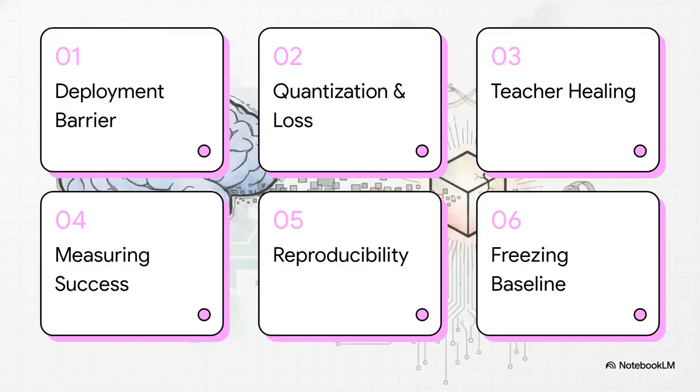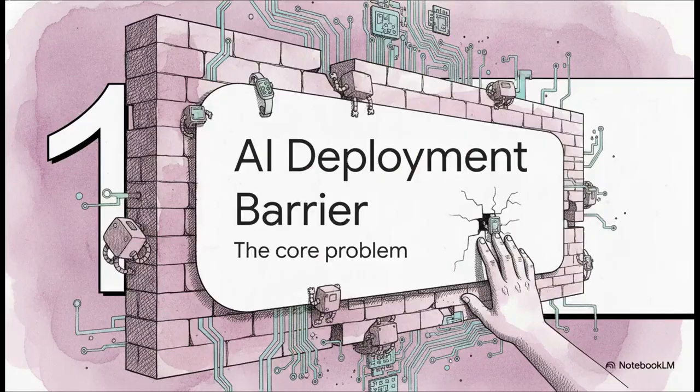Here is the roadmap for today. 1. The AI deployment barrier. 2. Quantization and capability loss. 3. The teacher healing solution. 4. Measuring success with CP-EDF. 5. The engine of reproducibility. And finally, 6. Freezing the baseline. Let's get into it. Section 1.